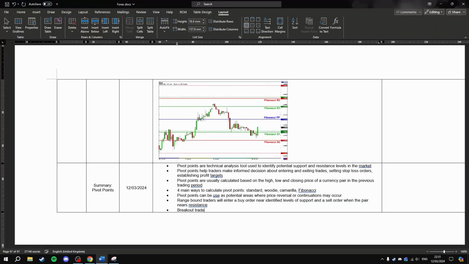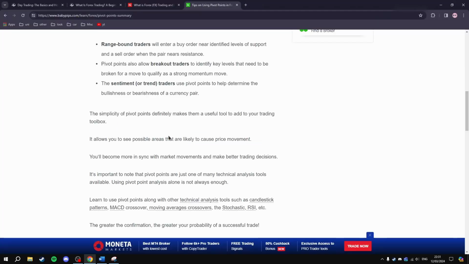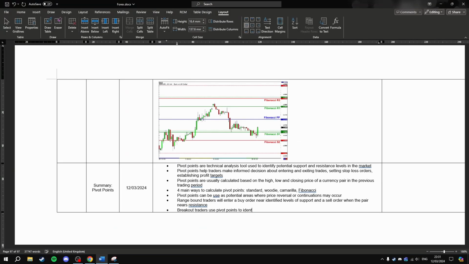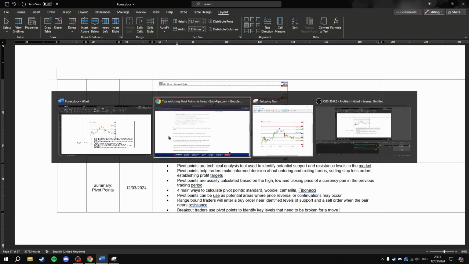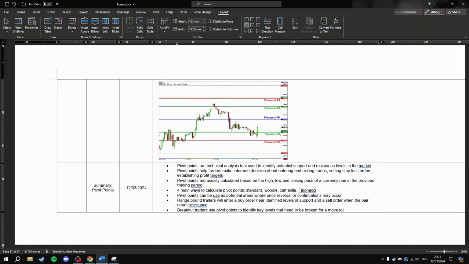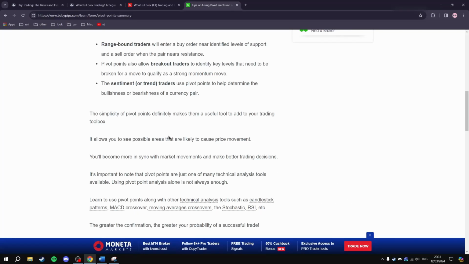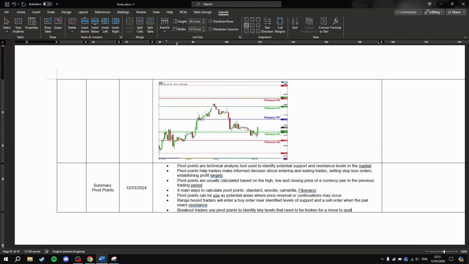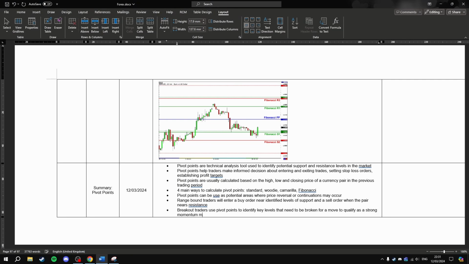Breakout traders use pivot points to identify key levels that need to be broken for a move to qualify as a strong momentum move.